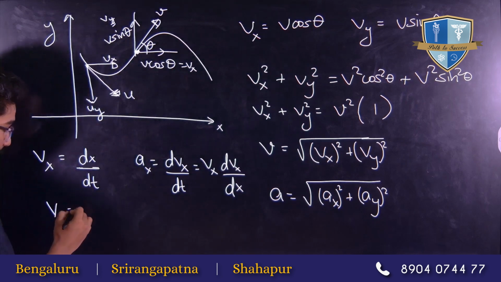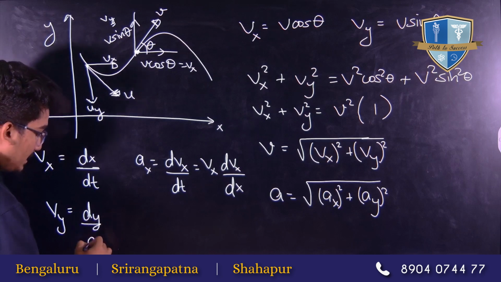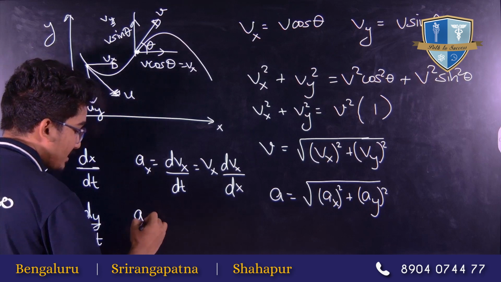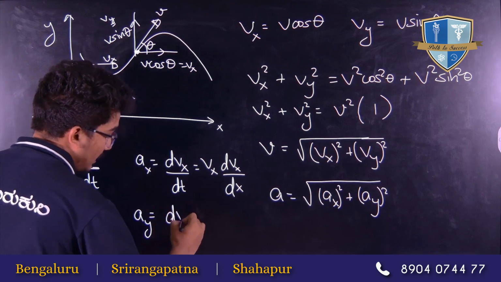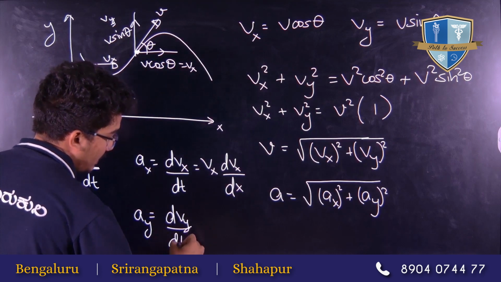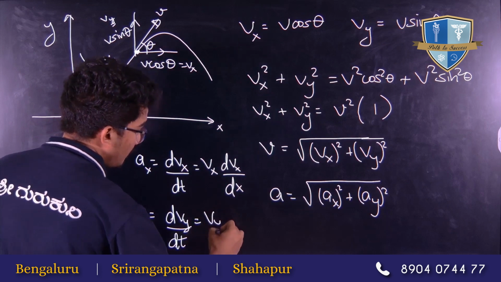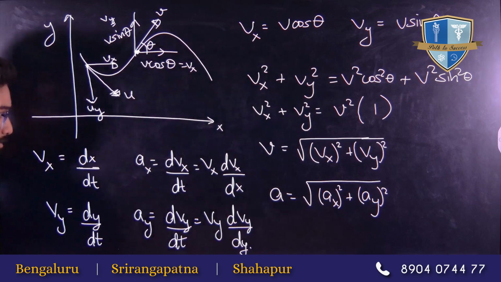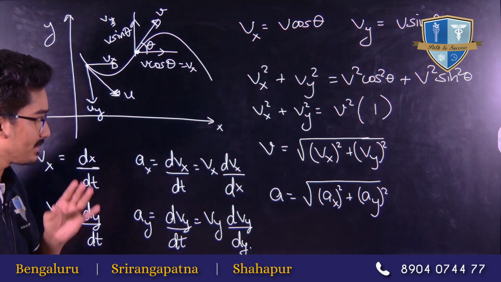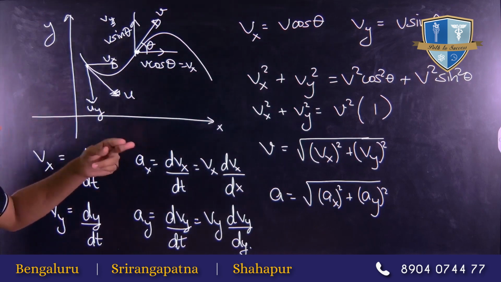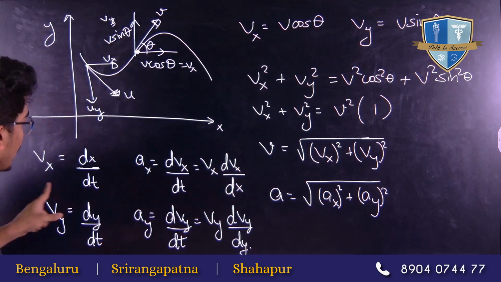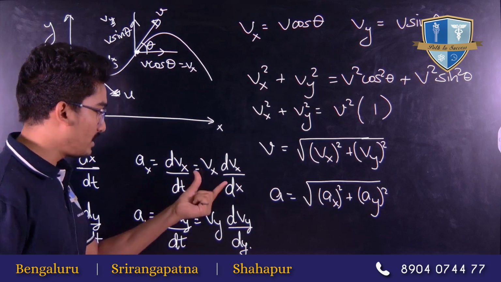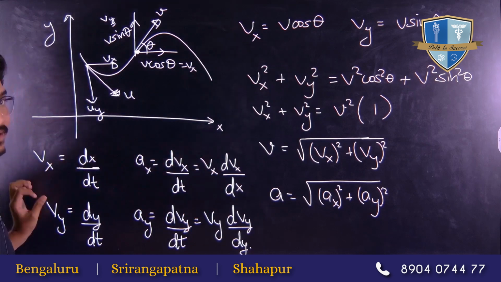So vy will be equal to dy by dt, displacement in y direction divided by dt, and acceleration in y direction will be equal to dvy by dt, which is equal to vy dvy by dy. Correct? So these are the same formulas that we have studied in motion in a straight line. What we are doing, we are just applying them in two different dimensions. These formulas are all written in x direction, and all these formulas are applicable in y direction. So these formulas we will use when acceleration is not constant.